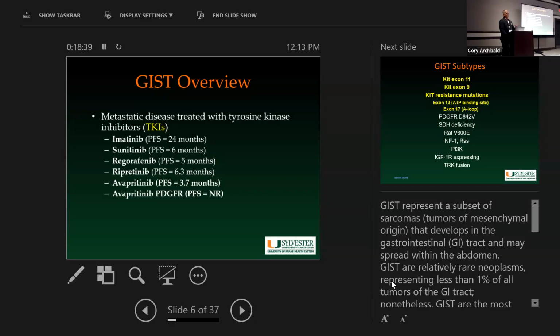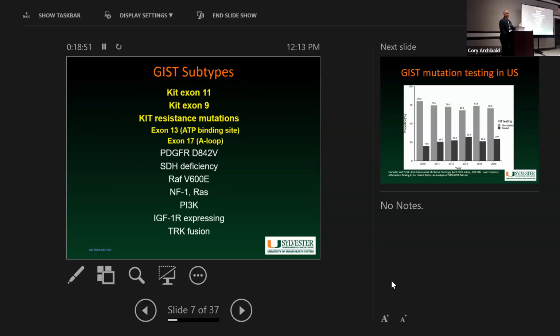But like I mentioned, KIT's not the only player. There are other players in this scenario, other kinases, other mechanisms to turn normal cells into cancer cells. This is a list that we commonly discuss about the GIST molecular subtypes. There are some new ones that are not on here. For instance, FGF receptor has been implicated recently, but these are the most common ones that we see in clinic.